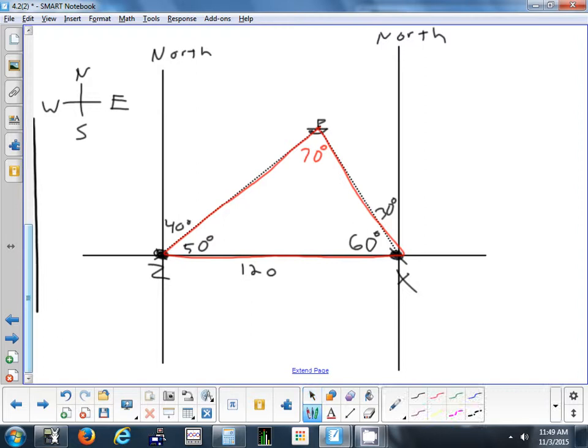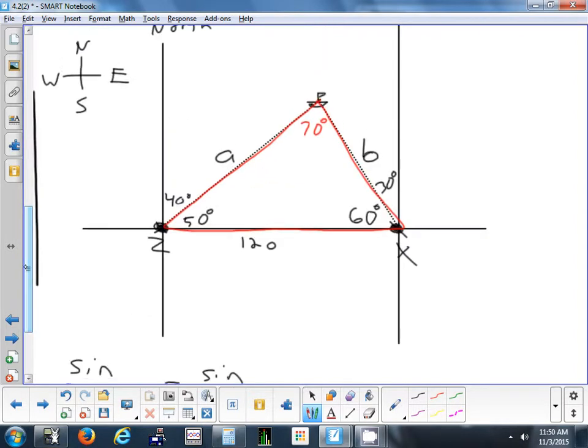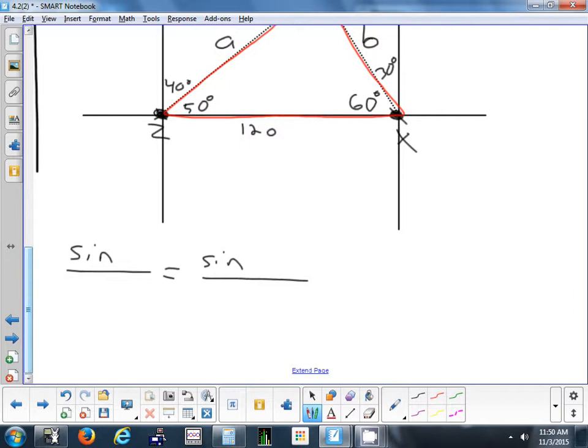Let's call this side A and B. They want us to find A and B. That's the distance the boat is from each station. So we're going to have sine of an angle divided by what's across from it, and sine of an angle divided by what's across from it. Do I have an angle and a side across from it that I know? Which one? 120. Yep, so you're going to use that one twice. That's like your row that's got everything in it.